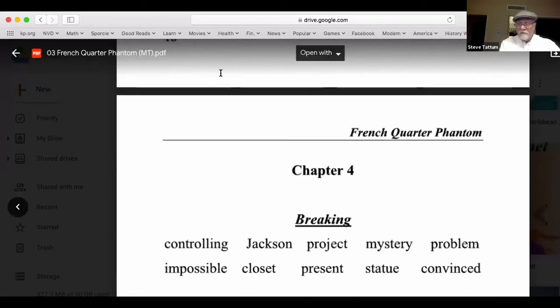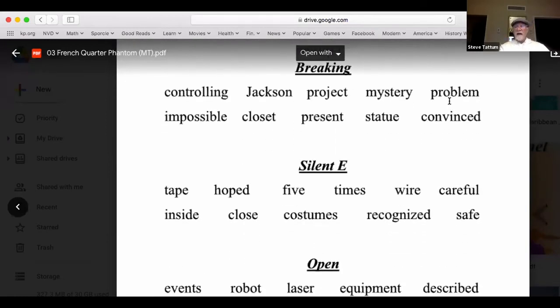Okay. Andy, can you give me a quick summary of what's happened in French Quarter Phantom? Well, so Dr. Ralph, which is their kind of, I would say, boss, created a machine. I forgot what it does, but he made it, I think, to attract the Phantom into it.